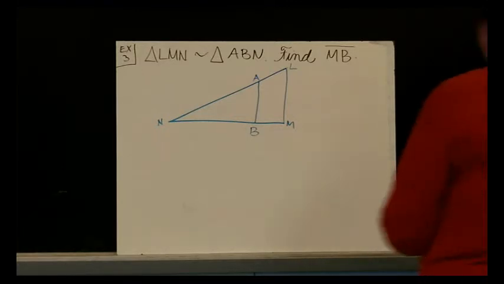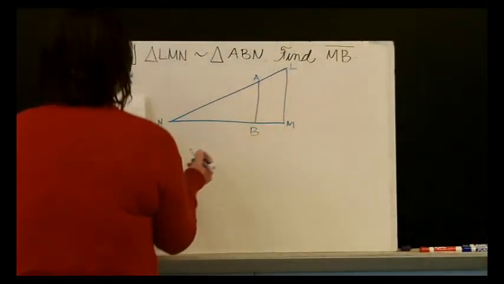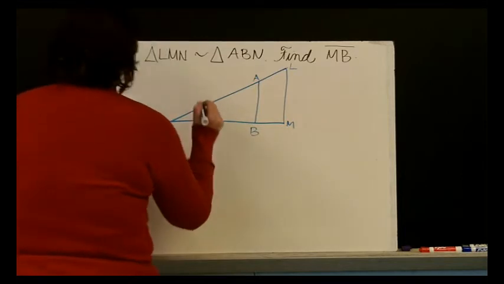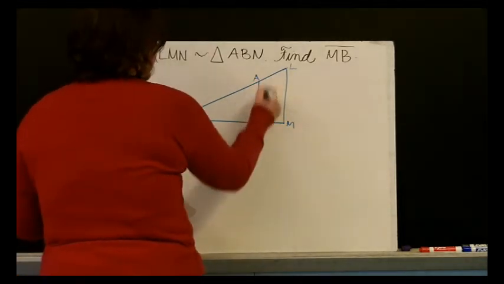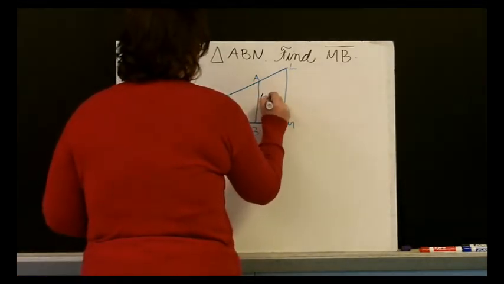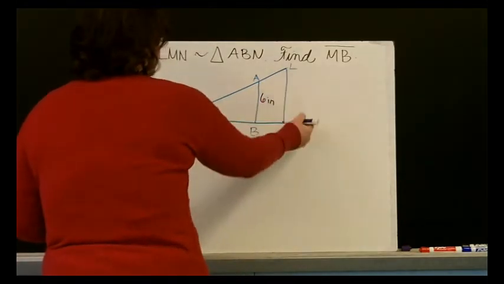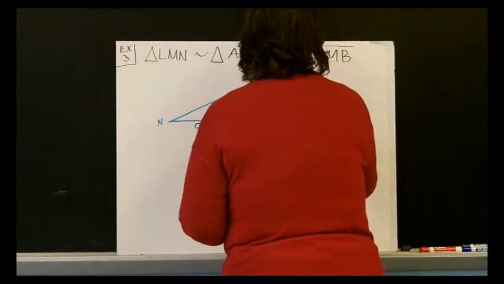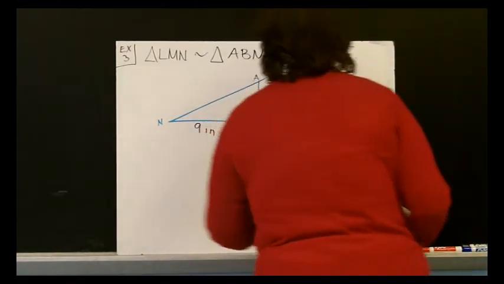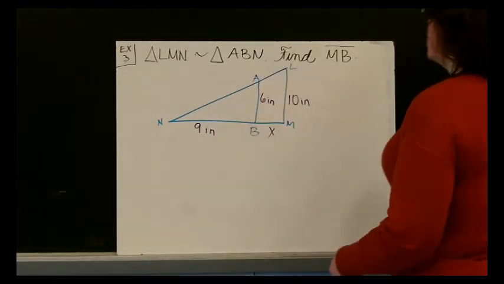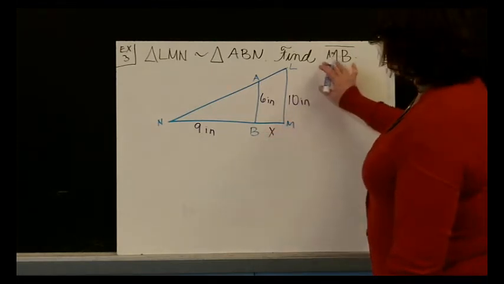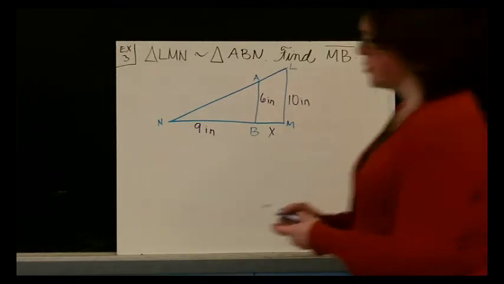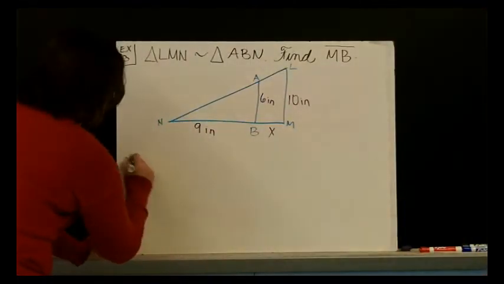And I'm sorry, I forgot to write in the measurements. We know that this is 9 inches. The height of AB is 6 inches. The length of LM is 10 inches, and we do not know the length of BN, also MB. But the steps will stay the same. First, we're going to set up our proportion.